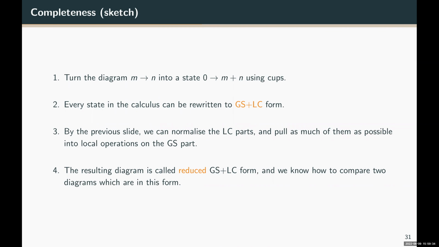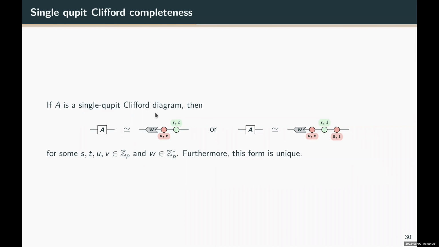Then, using this normal form, we pull as much of this diagram as possible into local scalings and local complementations in the graph state part of the diagram. So the easy one to do is this W, which just becomes a scaling in the graph part, and then we can also pull in Paulis and pure Cliffords using the rule for local complementations and for Pauli stabilizers.